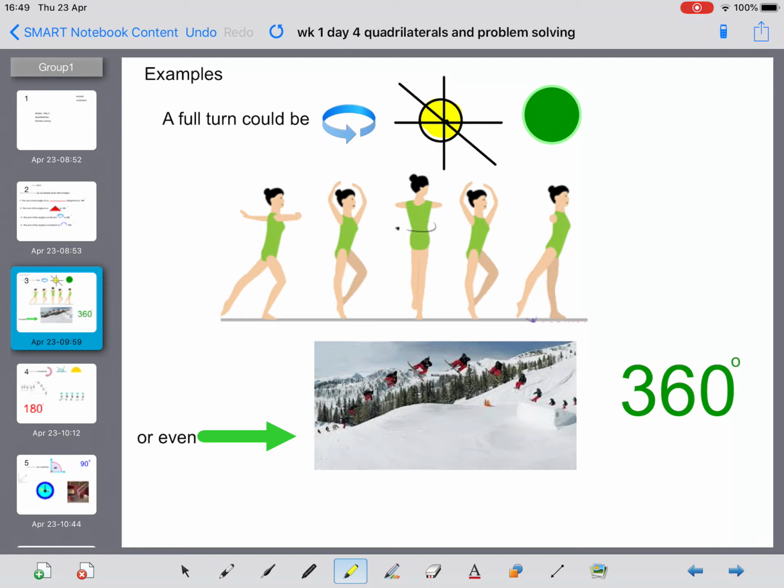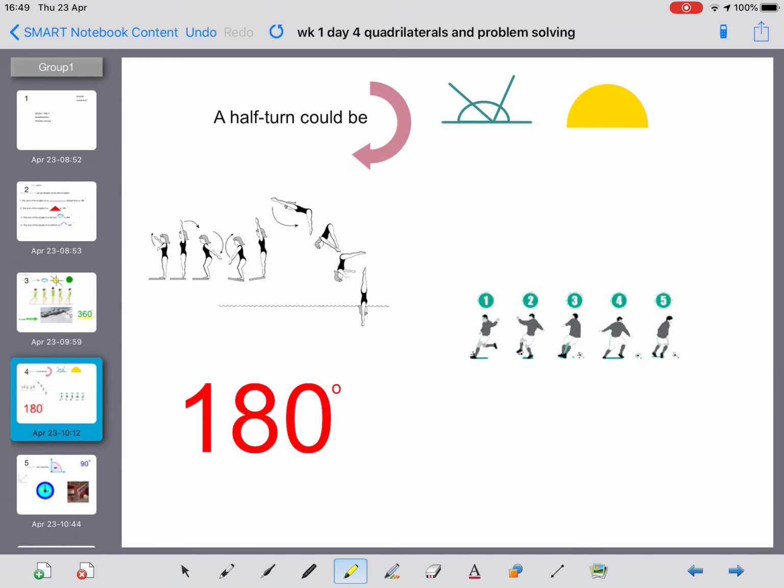It could be a spin, or something like a snowboarder going all the way around. That's a 360 turn. A half turn could be like this, or like this. It's angles on a straight line, isn't it? Same thing. A semicircle. She's diving into water.